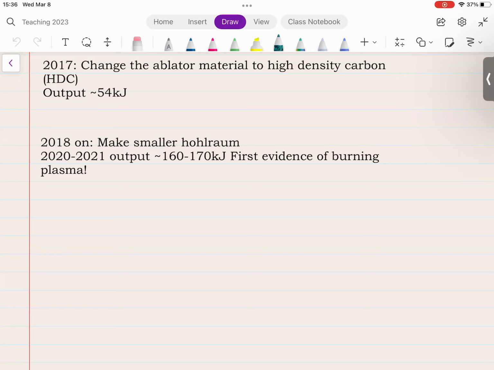And that is not the one that made the headlines. The output was still, the yield was still less than 1. The output was 1.37 megajoules.